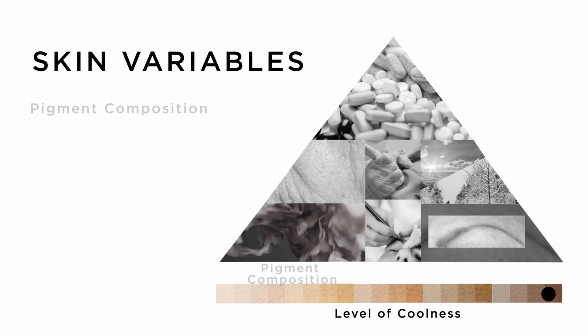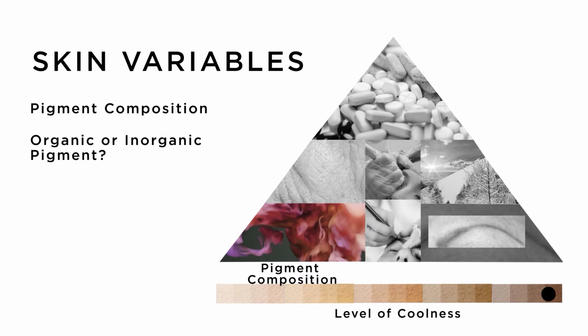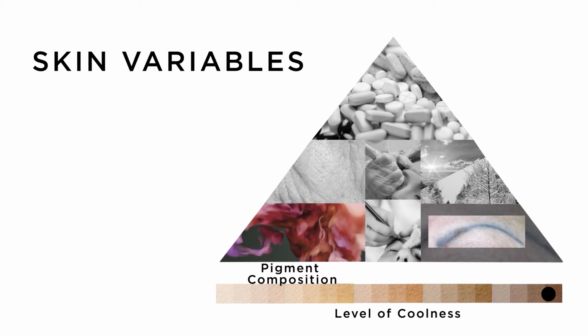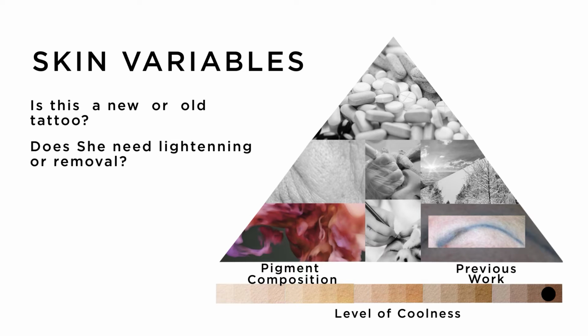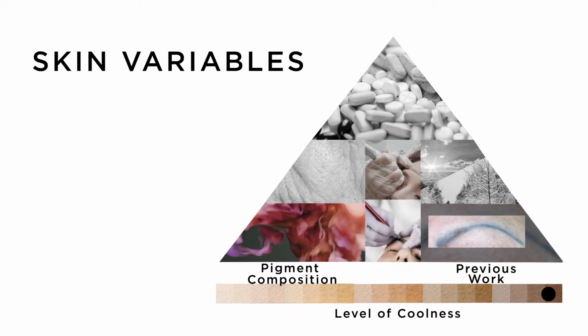Step 2, pigment composition. Is this a pigment made of organics or inorganic pigment? This will change the intensity or density of the saturation required for the procedure. Also, as mentioned above, how pigments will fade or decompose in the skin over time. Step 3. Does this client have any previous work, and is correction or removal recommended first before proceeding? If so, what is the level of saturation? Step 4. Technique. Is it being stained with a blade or pushed in with a machine?